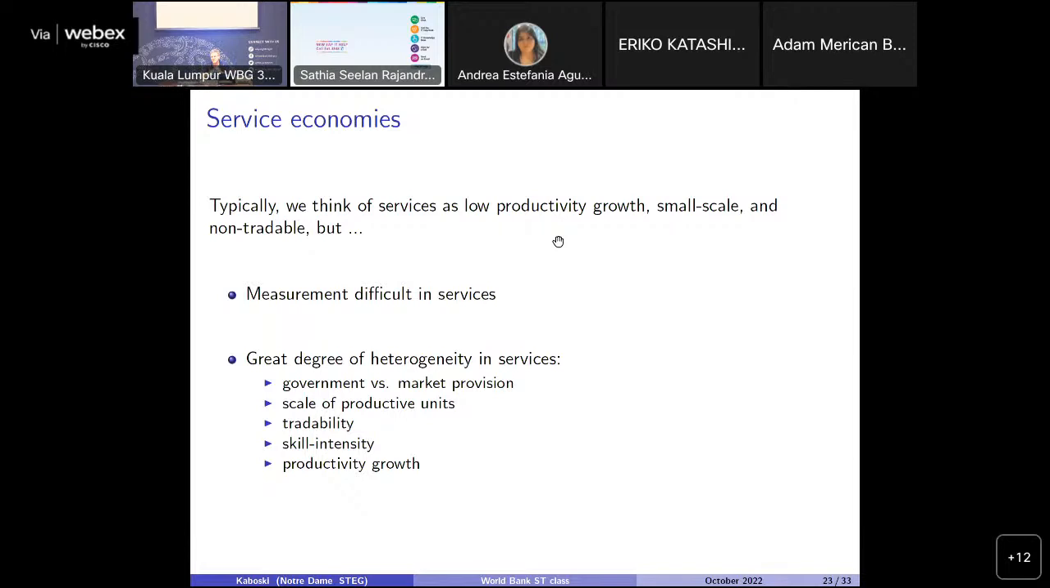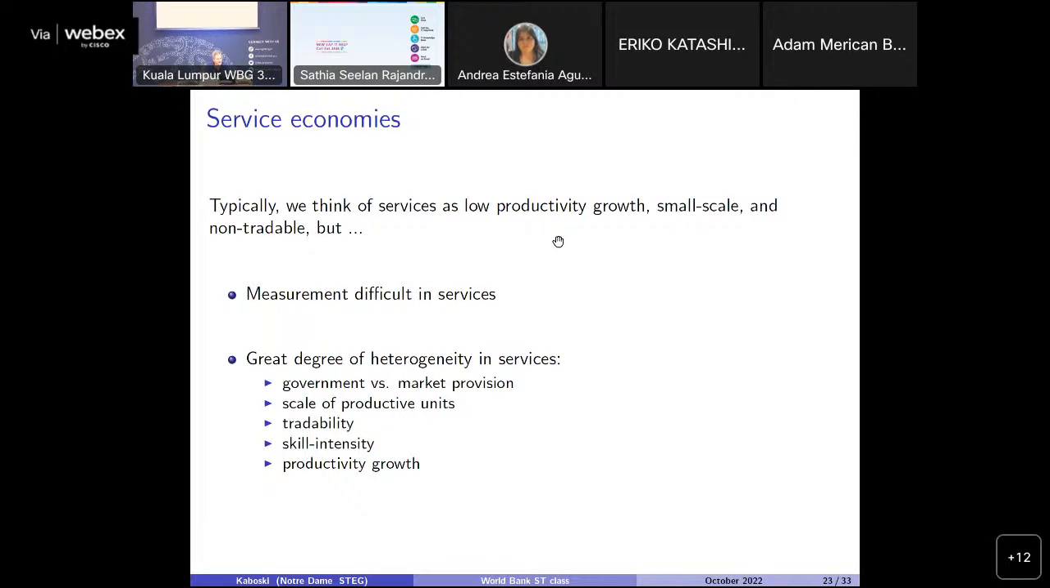So there's a second challenge. So it's possible that the prices are less true, productivity measures are less true, all of that for services. Okay, so that's a big elephant in the room.